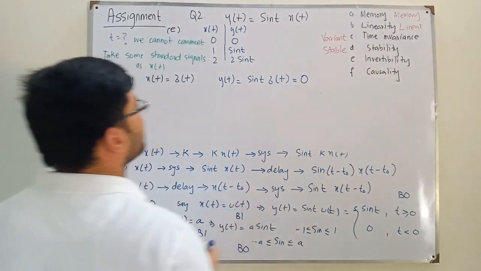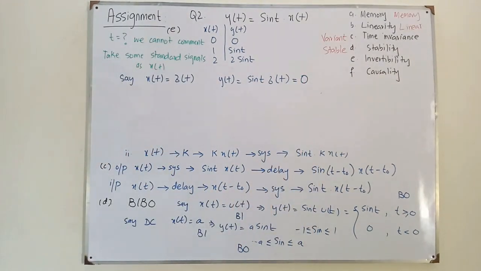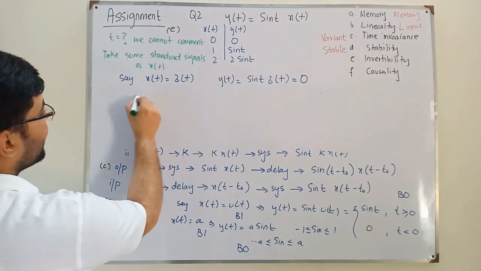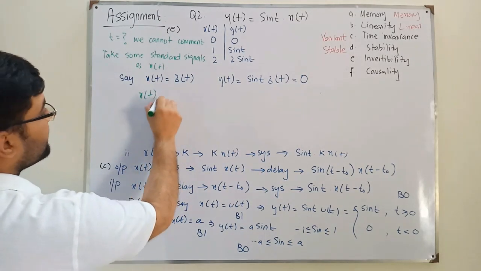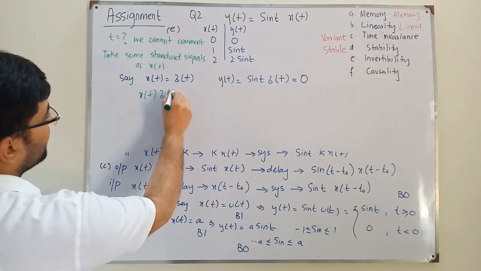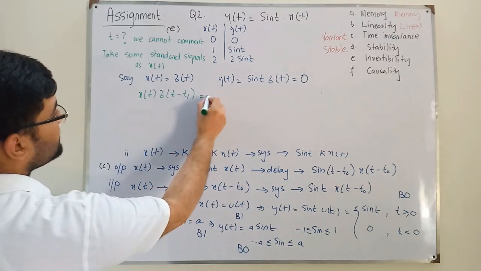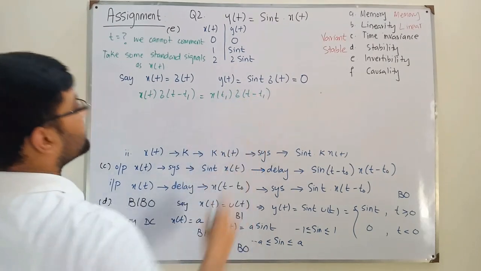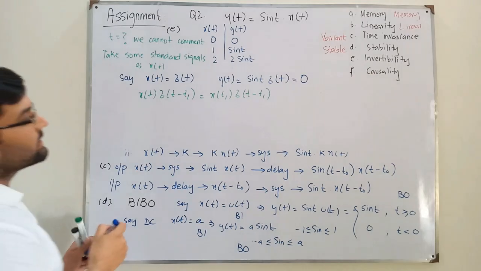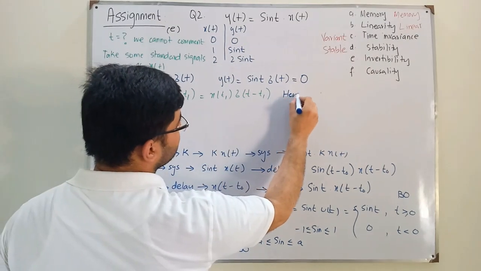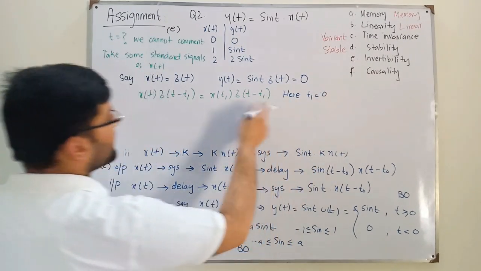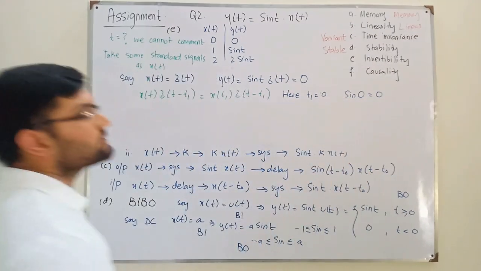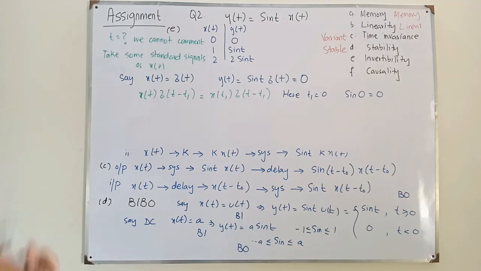It is 0. Why? Because of the sampling property of the impulse function, that when you have a function x of t multiplied with delta of t minus t1, this would equal x of t1 multiplied by delta of t minus t1. So over here we had t1 equal to 0, and sine of 0 is 0. Isn't it so? So this we took for delta of t.